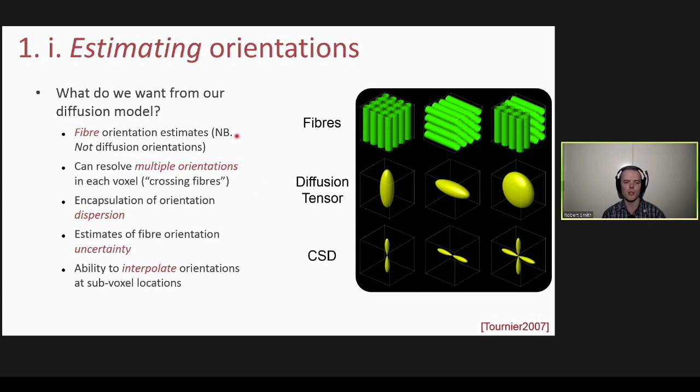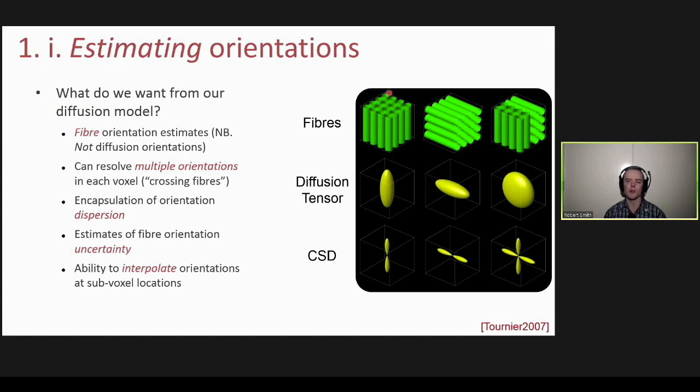One is that we want to actually yield estimates of fiber orientations. This is slightly a nuanced distinction between diffusion orientations; I won't bore you with that. A big one here is that you really need to be using a model that can resolve multiple fiber orientations in each image voxel. This is very frequently referred to as the crossing fiber problem. The first proposed model that could provide these orientations was the diffusion tensor model.